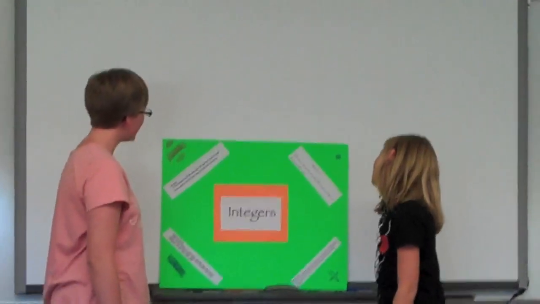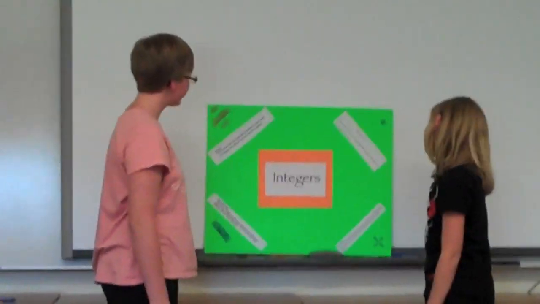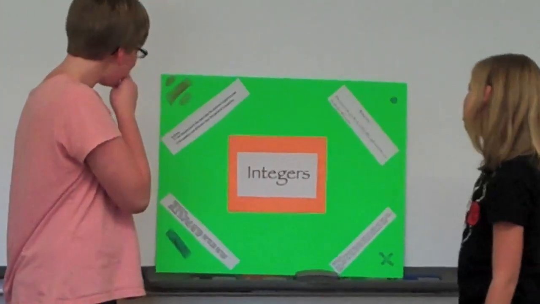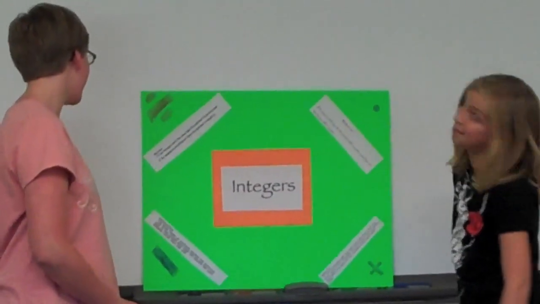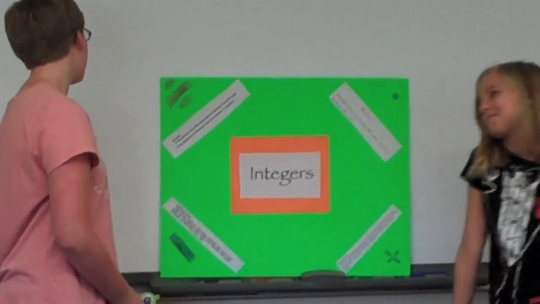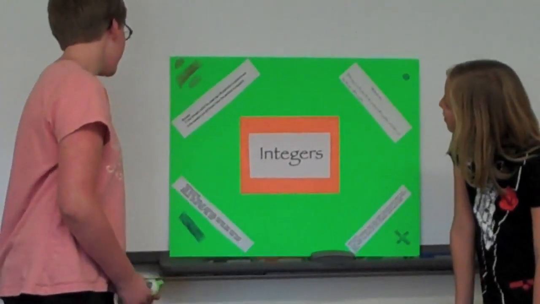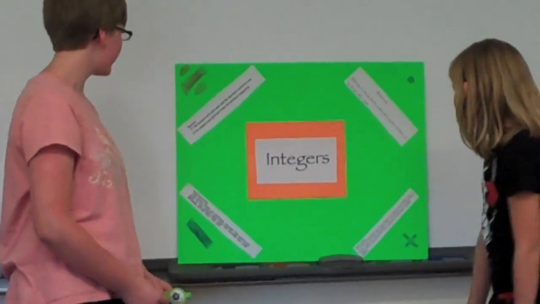If the signs are the same, then the product will be positive, and if they're not, then the product will be negative. Division. If two integers have the same sign, the quotient is positive, and if the numbers are different, then the quotient is negative.